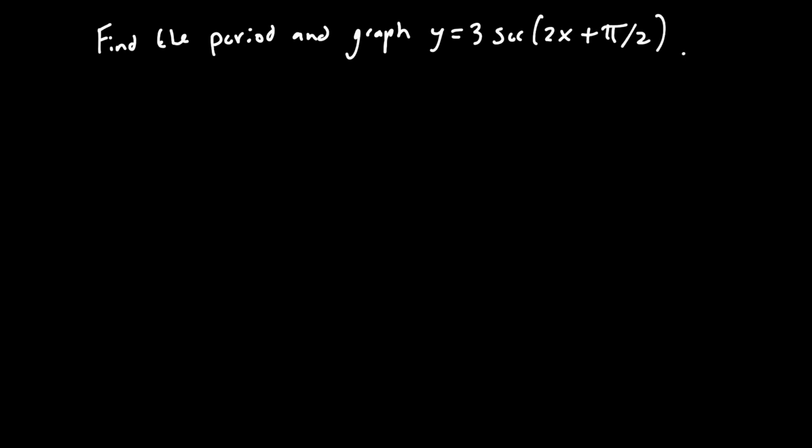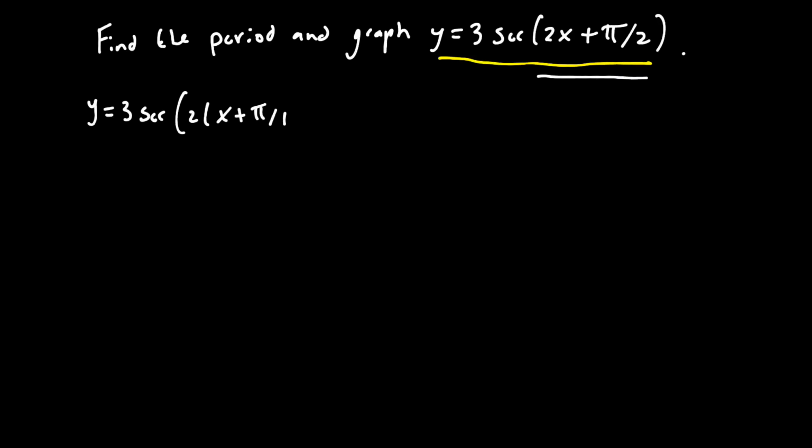Let's find the period and then sketch the graph of the function y is equal to 3 secant of 2x plus pi divided by 2. Initially, what we need to do is place this equation in standard form. And to do that, we'll be pulling out a 2 from each of these terms here. And we'll get y is equal to 3 secant of 2 times x plus pi divided by 4.